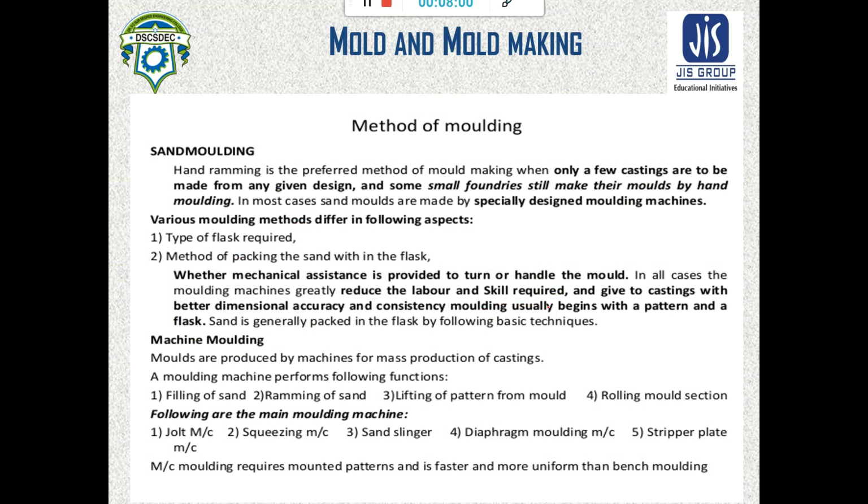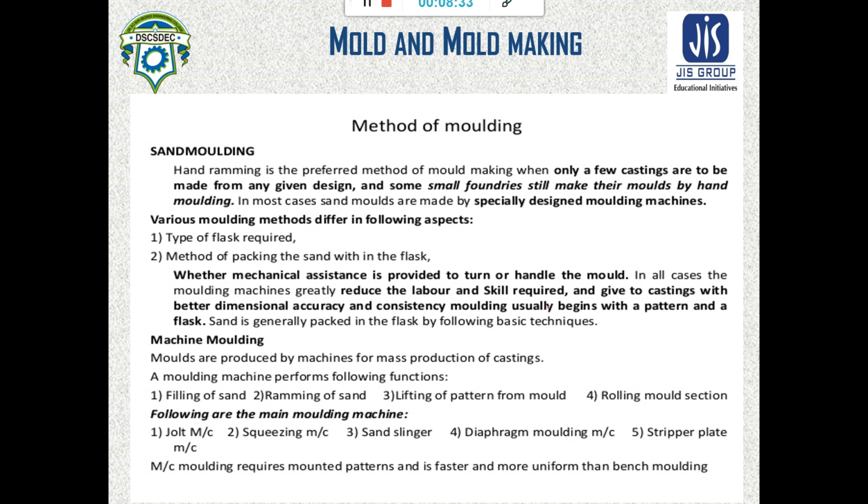Now for the types of molding, there are various molding methods. First one is sand molding. In case of sand molding, hand ramming is the preferred method of mold making. If a few castings have to be made for any given design, some small foundries still make their molds by hand molding. And in most cases sand molds are made by specially designed molding machines.